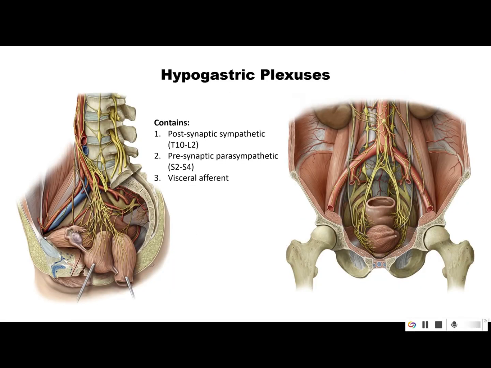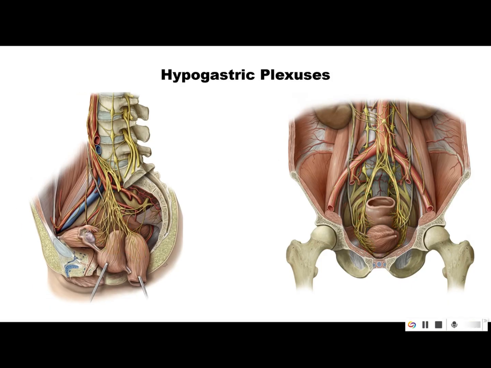The hypogastric plexus is the most important route by which postsynaptic sympathetic information and presynaptic parasympathetic fibers are conveyed to the pelvic viscera. Visceral afferent fibers transmitting sensory information back from the pelvic organs follow the sympathetic and parasympathetic motor fibers retrograde back to the central nervous system. These fibers are also part of the hypogastric plexus. The hypogastric plexus is further subdivided into the superior and inferior hypogastric plexus.